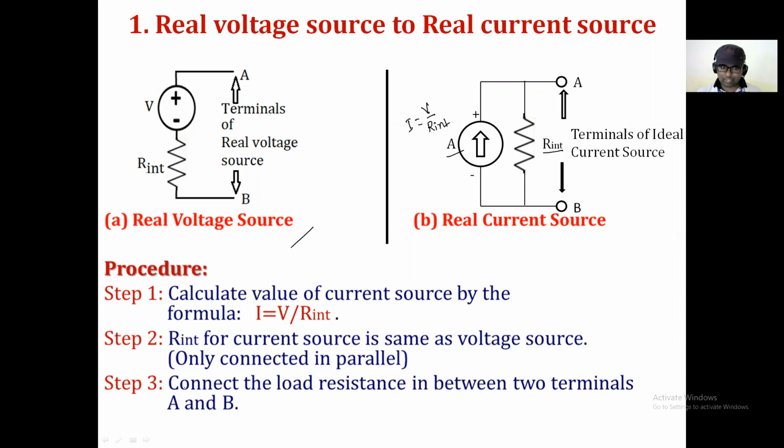And the second step is that the internal resistance for the current source is the same as for the voltage source. Whatever value of internal resistance the voltage source has, the same value is used for the real current source, but the only difference is that you need to connect it in parallel. And the third step is to connect the load resistance between the two terminals A and B.